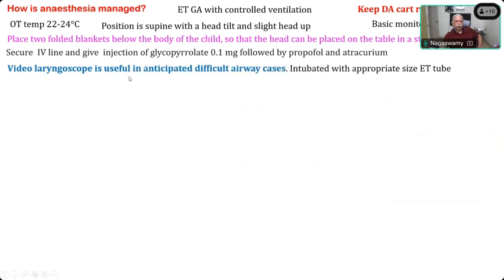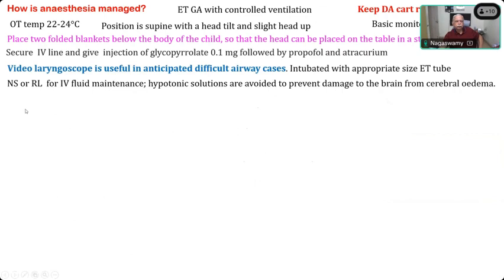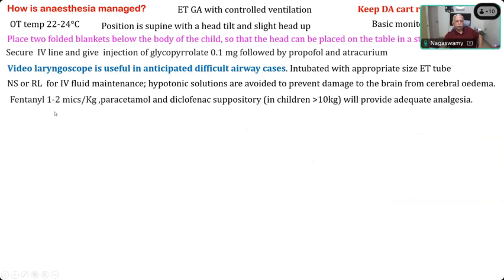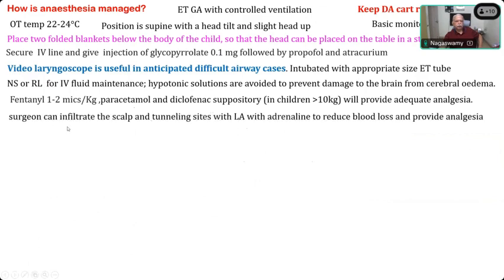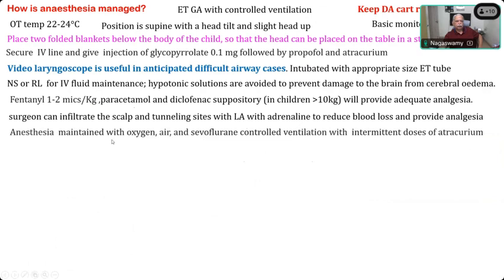Video laryngoscope is useful in anticipated difficult airways. Intubate with an appropriate size tube. The fluid of choice will be normal saline or Ringer's lactate, and avoid hypotonic solutions. Fentanyl 1 to 2 mics per kg, paracetamol, and diclofenac suppository are indicated. The surgeon can infiltrate the scalp and tunneling sites with local anesthetic with adrenaline to reduce blood loss and also provide analgesia.